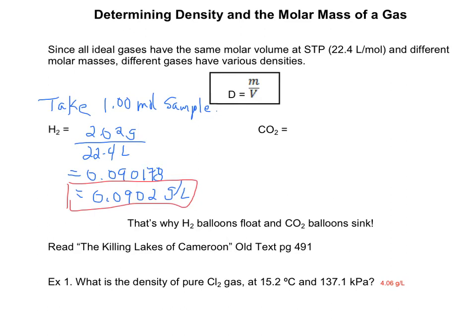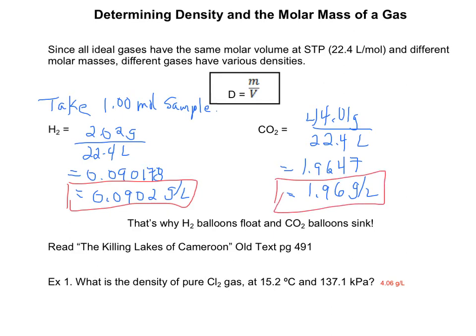Let's calculate the density of a CO2 sample. Its mass would be 44.01 grams, the molar mass of CO2, divided by the same 22.4 liters because I have a 1 mole sample at STP. I can also round this answer to 3 sigdigs. CO2 has a higher density than air. It's almost double. That makes CO2 gas samples sink.